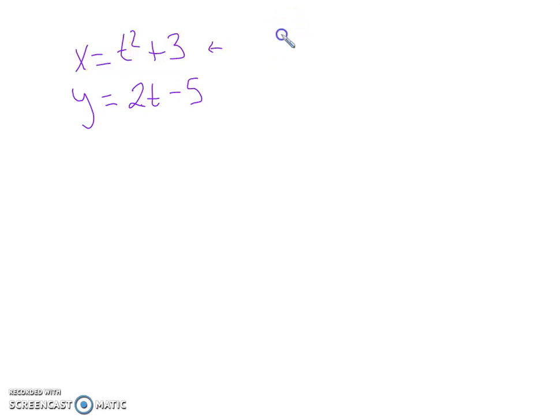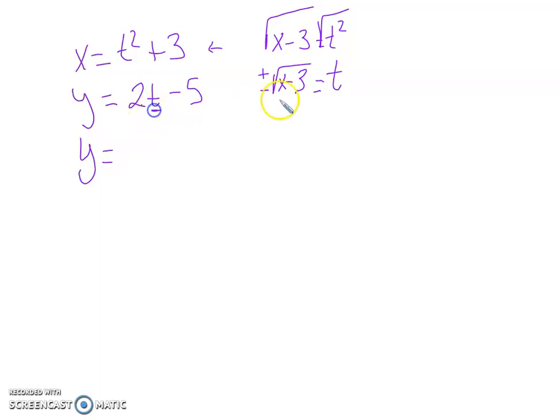So for this one, we're going to move over the 3, and then we're going to take the square root. So this is a positive negative square root of x minus 3. So we're going to replace t with this value. So it's 2 times plus or minus the square root of x minus 3, minus 5. Now, it's 2 times that, so we probably need to put this in parentheses.